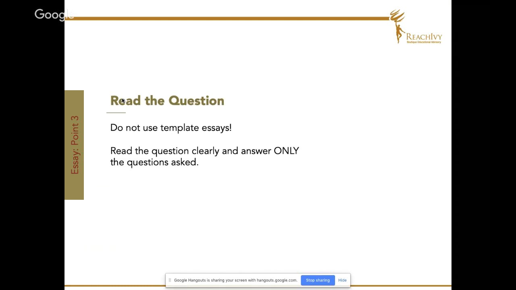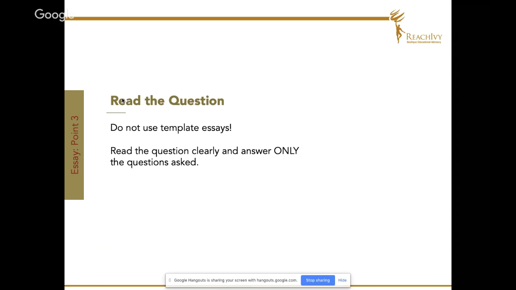The next thing that people often miss out or somehow manage to miss while answering their questions is reading the question. Now, I know this sounds very, very common, but we often create template essays and try to force fit those in every application that we work on. And I know it's a very human tendency to do that, but schools know that and can easily differentiate a generic essay from the one that you've created specially for them.